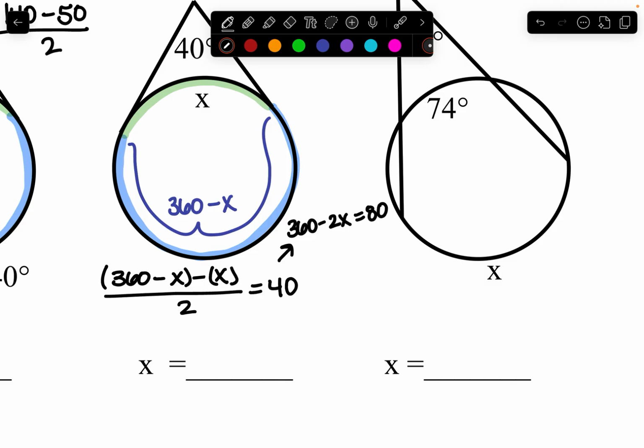I'm going to subtract 360 from 80. So 80 minus 360 is negative 280. So right now I have negative 2x equals negative 280, divided by negative 2. And I get that x is equal to 140. So what that means is this arc right here is 140 degrees.